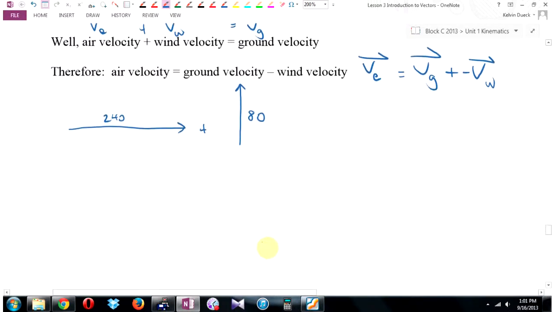Okay. How will I add these two together? Tip to tail, and this one is going to be SOHCAHTOA, so I can probably do it in a couple lines. It's going to look like this. 240, 80. That there is which way the plane is pointing. That's the engine velocity. It's pointing slightly north and mostly east.